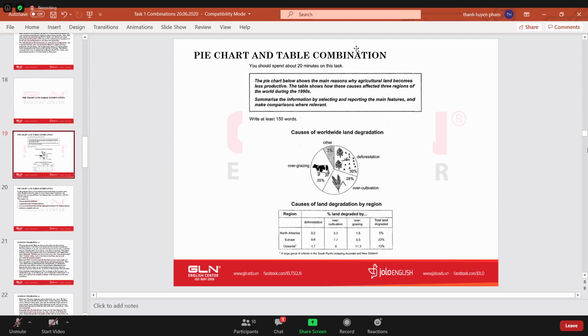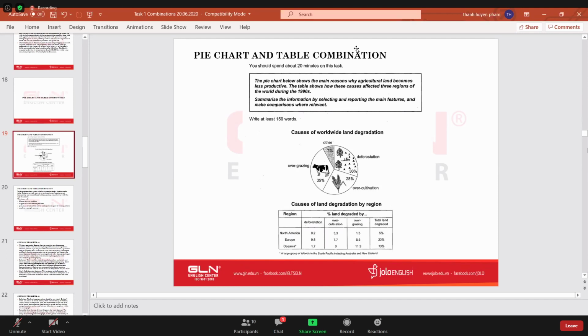So the pie chart's fairly simple. We have overgrazing, overcultivation, deforestation, and other. You don't need to speculate what other means, just accept that there are other causes.